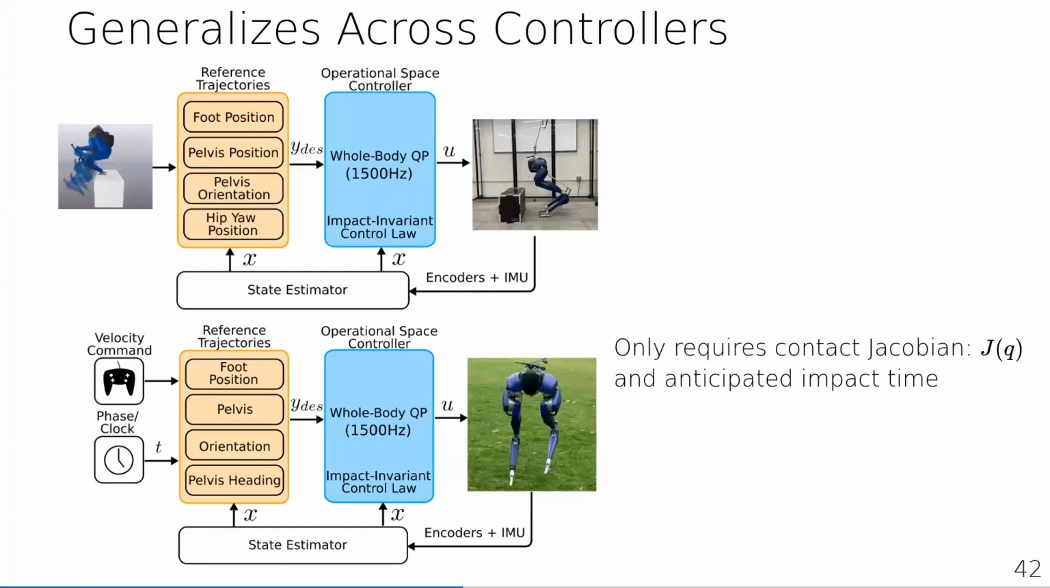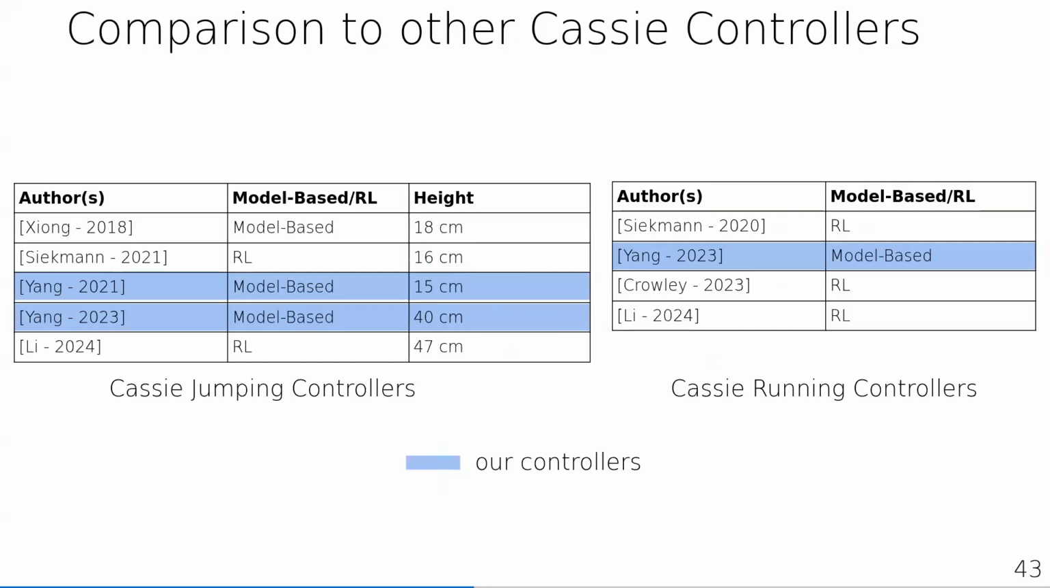Okay, I want to emphasize that the primary contribution of impact invariant control is a really general method. Although we're using it for two different types of motions, which are jumping and running, the code for the tracking controller, which is where we make our modification, is actually the exact same. So all we need to do to compute the projection is the contact Jacobian as well as the anticipated impact time, and we're able to apply this to very general tracking objectives. To give context for the difficulty of achieving jumping and running on Cassie, the only other box jumping and running controllers demonstrated for Cassie were generated through reinforcement learning.